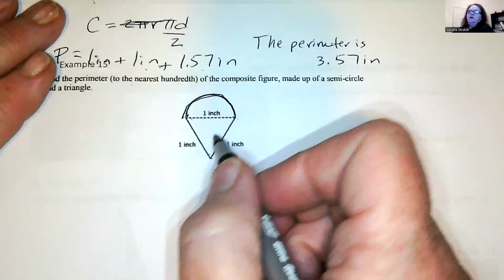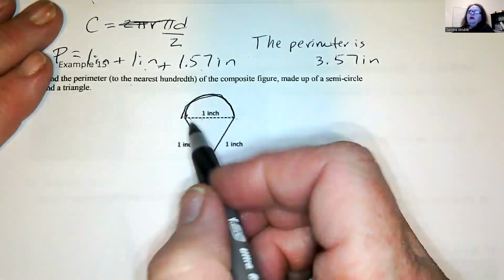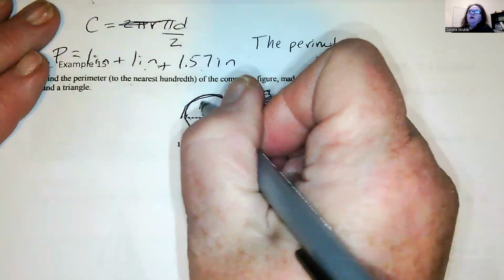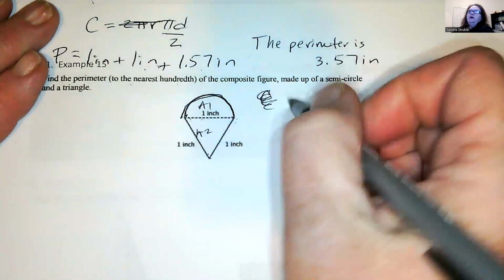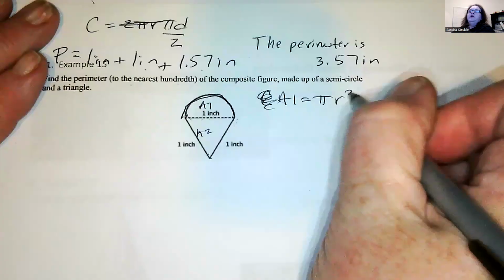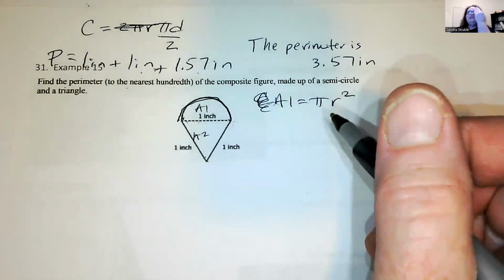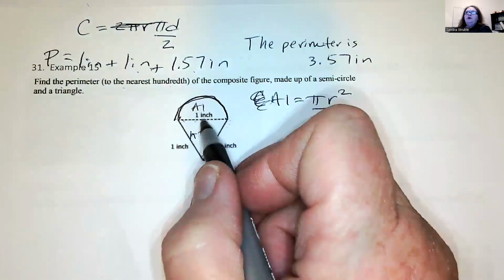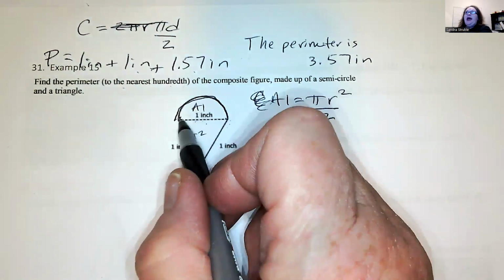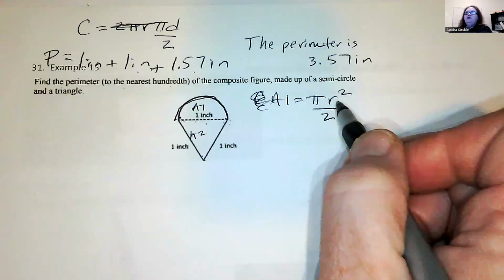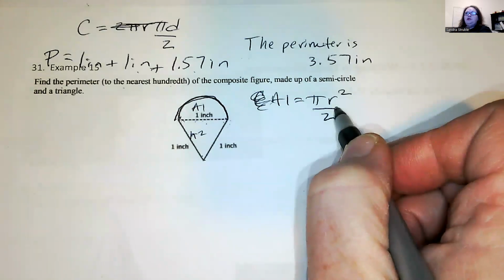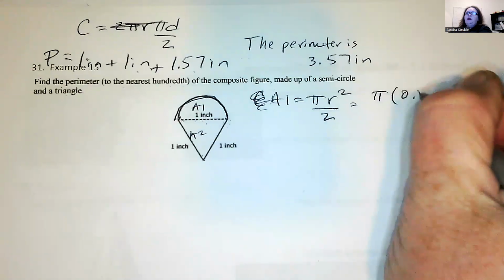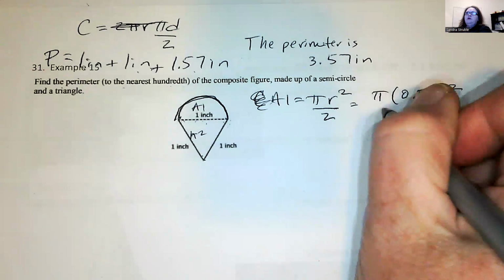And the area, well, we've got a triangle here, and we've got a semicircle. For the areas, we'll call them A1 and A2. A1 is just pi r squared, the area for a circle, but this is a semicircle, so cut that sucker in half. All right, so what are we doing here? The radius is half the diameter. The diameter is 1, so the radius is 0.5. Take 1 divided by 2 in your calculator. So that's equal to pi times 0.5 inches squared, and all of that divided by 2.